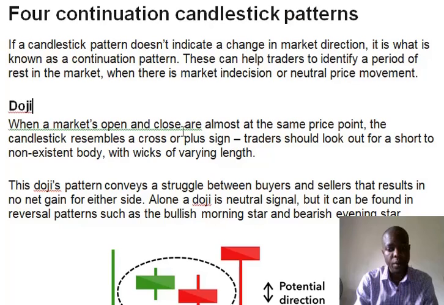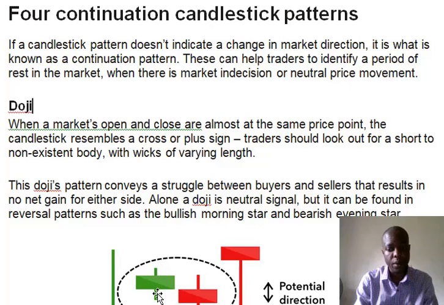So when the market open and close are almost at the same price point, the candle resembles a cross or plus, as you can see. You see this sign, this is a Doji. The green here is Doji. The red candle here is Doji. This is Doji.